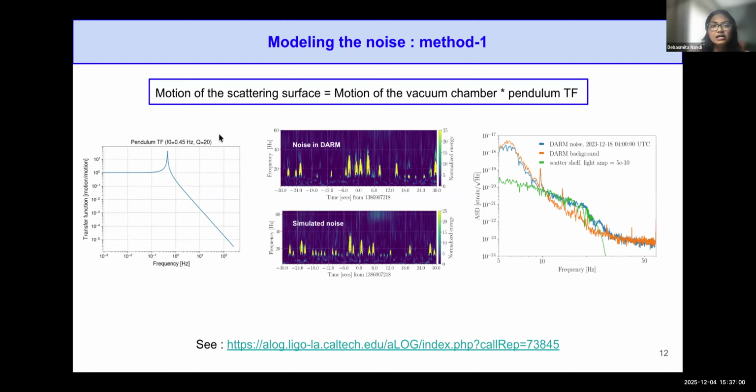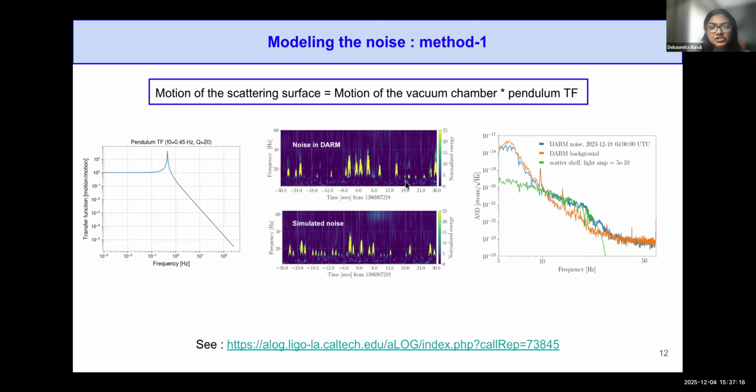And for this, we use the motion of the platform, since these buffers are suspended from that platform, and amplified the motion of that platform by this transfer function. This is an example of what we get from our simulation.